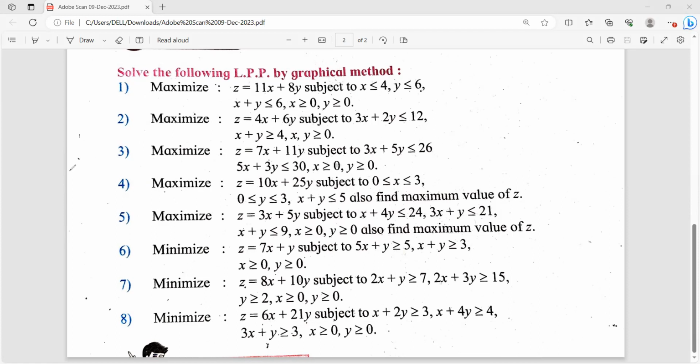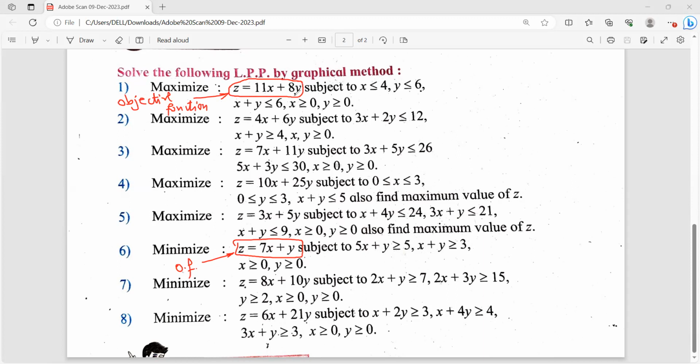Look at the first question. What does it say? It says maximize z equals 11x plus 8y. What is this? This is the objective function. Something that you have to maximize or minimize is known as the objective function. In the same way, minimize z equals 7x plus y is an objective function.